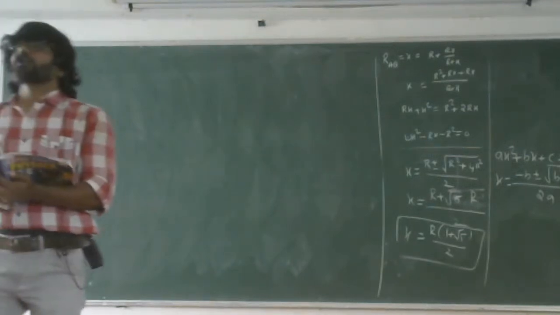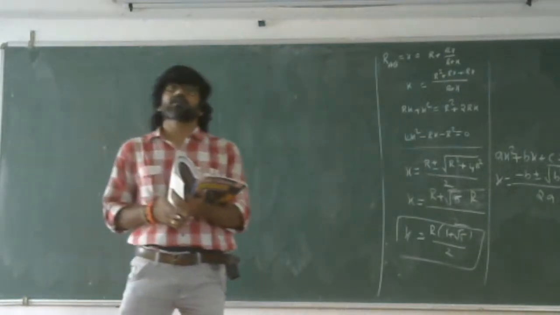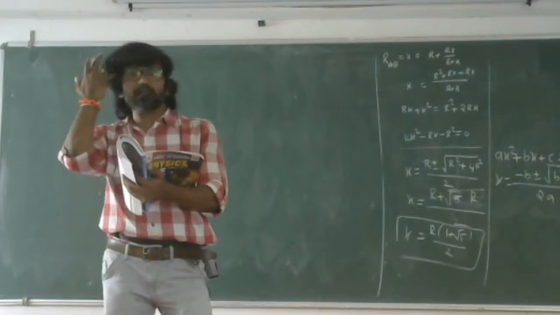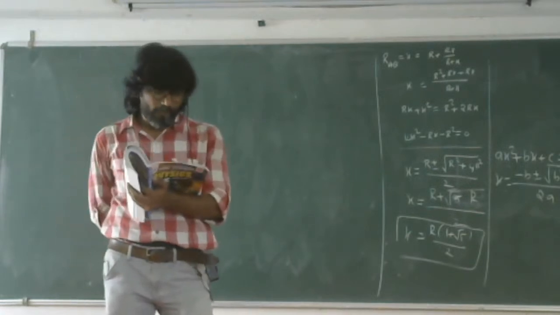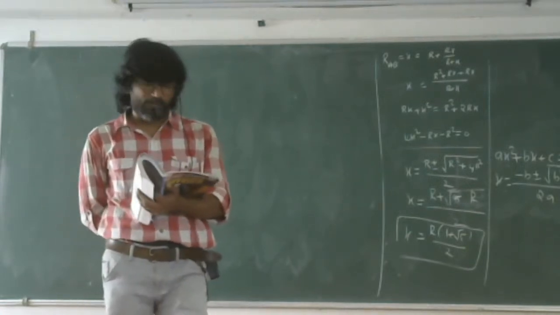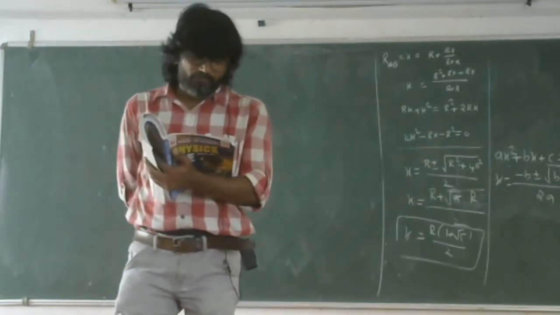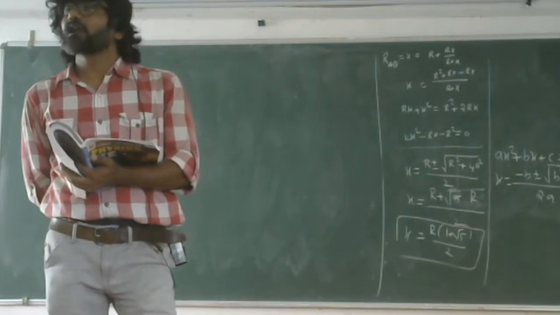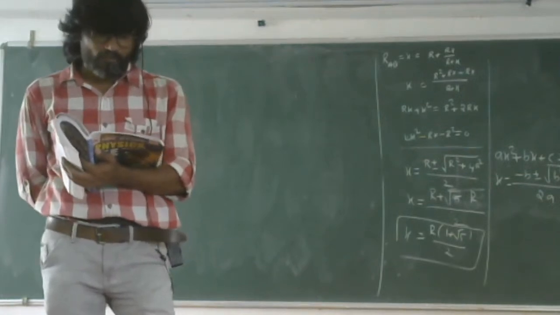Right. Those who do not have the worksheet, listen to the question and note down the data. You can write down the question. A uniform wire of resistance 20 ohm.